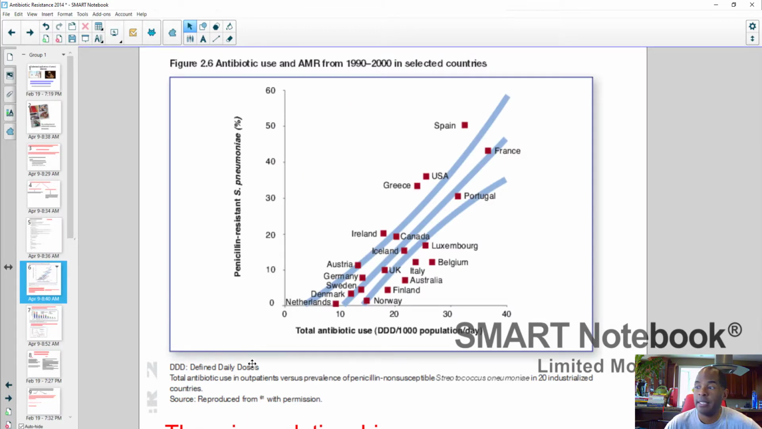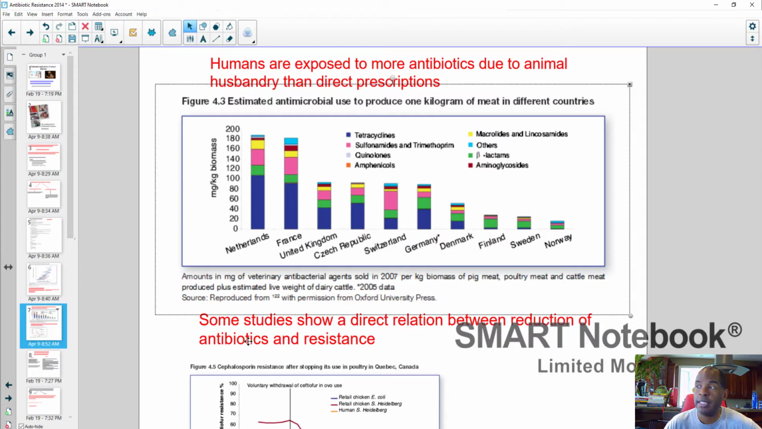When we graph the antibiotic use versus the antibiotic resistance rate, you'll see a linear relationship between the two. The more we use antibiotics, the more resistance that occurs. What's also interesting is that the majority of our antibiotic use is not because you go to the walk-in with a sore throat. It's because our agricultural industry uses antibiotics to help our animals grow fast.